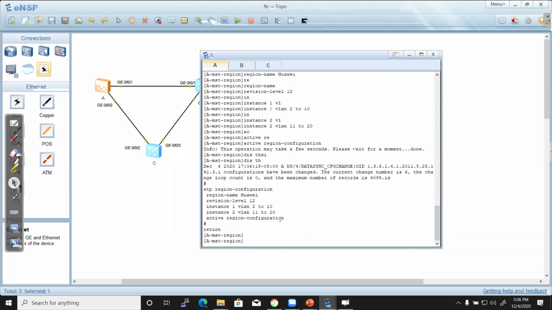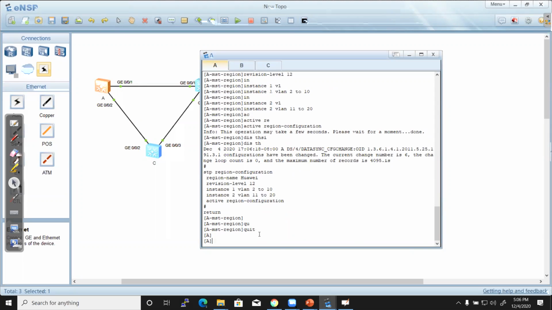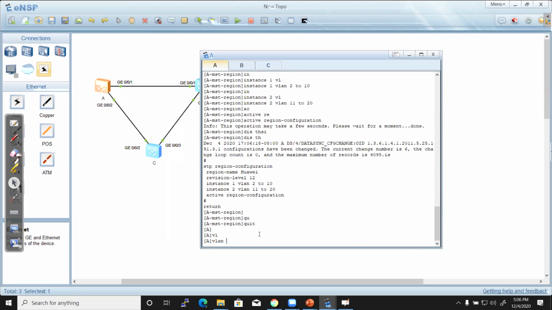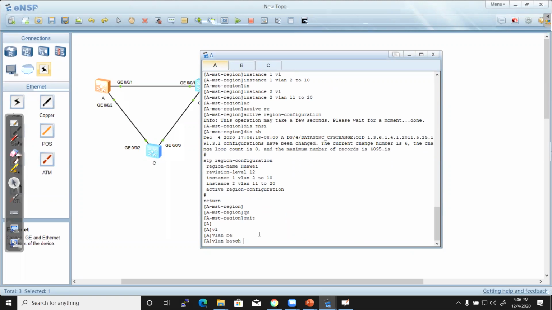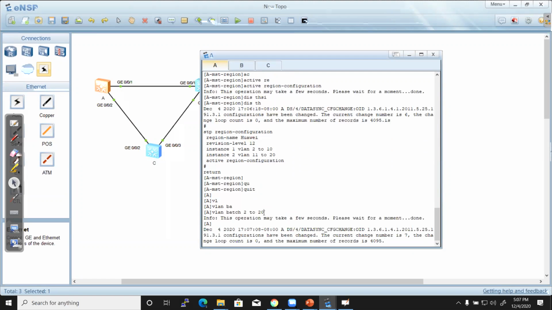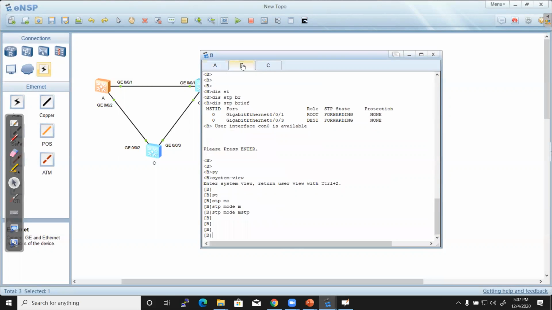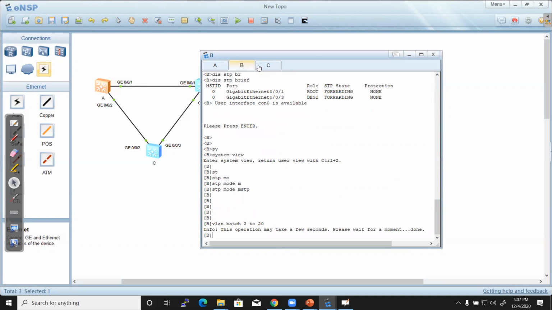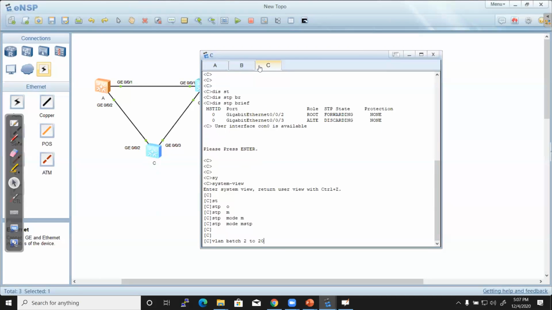And I need to do the same configurations on all the switches, but let me create VLANs first. I didn't create any VLANs. So VLAN batch from 2 to 20, because there is already VLAN 1, so you don't need to create VLAN 1. That's why I'm creating from VLAN 2 to 20. So you will create the same VLANs on all the switches. Let me quickly create the VLANs on all the switches by giving this command.